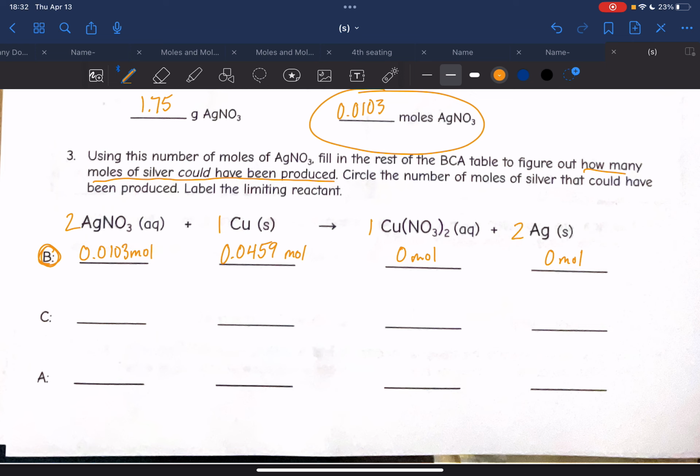I should have put blanks in there. That would have made it more clear. Sorry about that. But this is actually 2, 1, 1, 2. That's how this balances so that we are not breaking the law of conservation of mass. And now I can continue with my BCA table.